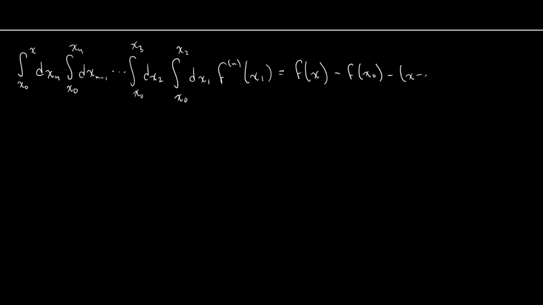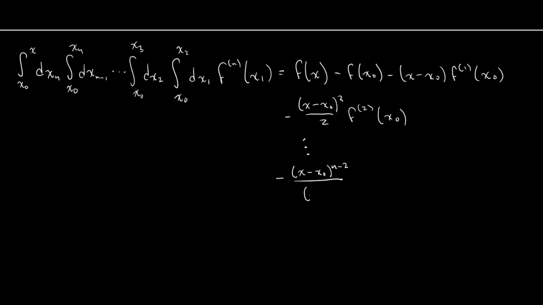minus (x minus x0), right? This is where we start getting these polynomials, times the first derivative evaluated at x0. And then I just keep going, (x minus x naught) squared over 2, second derivative, x naught. And then this keeps going, continues, and I'll get something like (x minus x naught) to the n minus 2 over n minus 2 factorial.